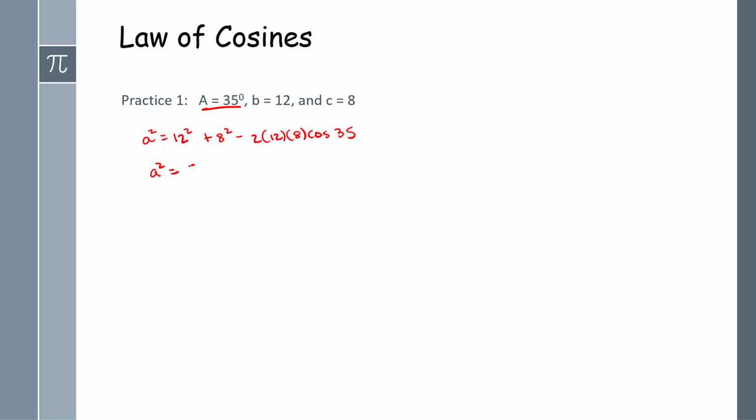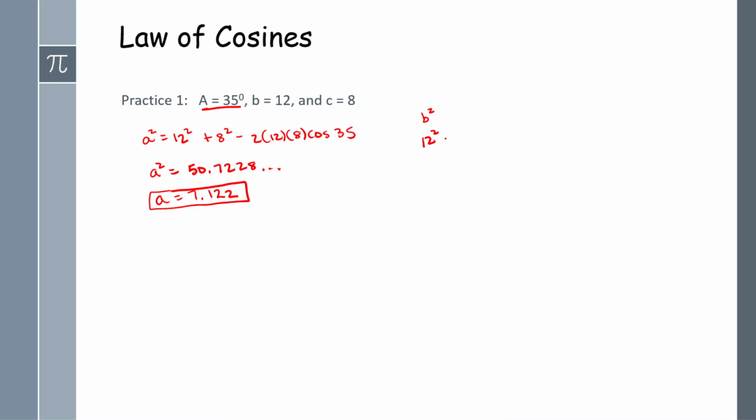And I get that A squared is 50.7228, and it keeps going. So then we can take our square root, and we get A is equal to 7.122. So now I know all three sides, and I need to find one of the other angles. So let's start with angle B.